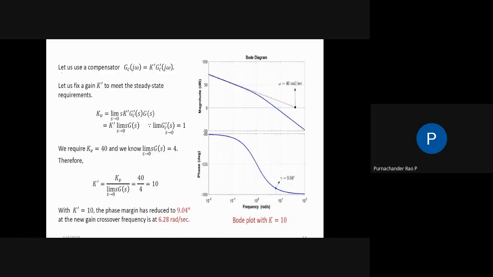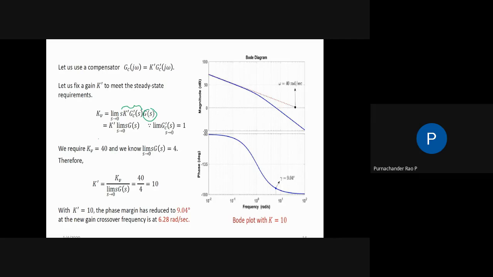Now let us use a compensator which has GC of j omega equal to K dash into GC dash of j omega. Now let us fix that. This K value can be fixed here. What is the definition of KV? KV will be equal to limit S tends to 0, S into K dash into GC of S into G of S. G of S is your original plant, and this will be your controller, so that this value must be equal to 40. KV should be equal to 40.